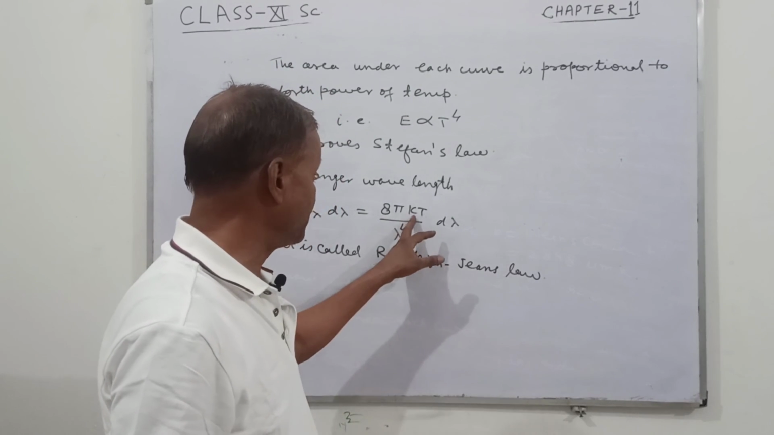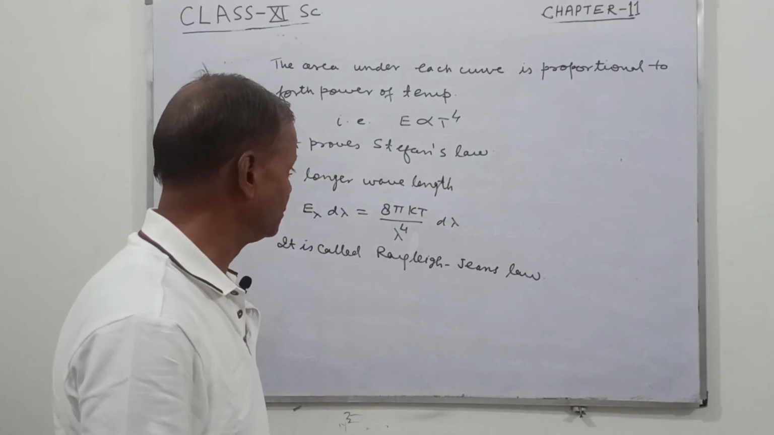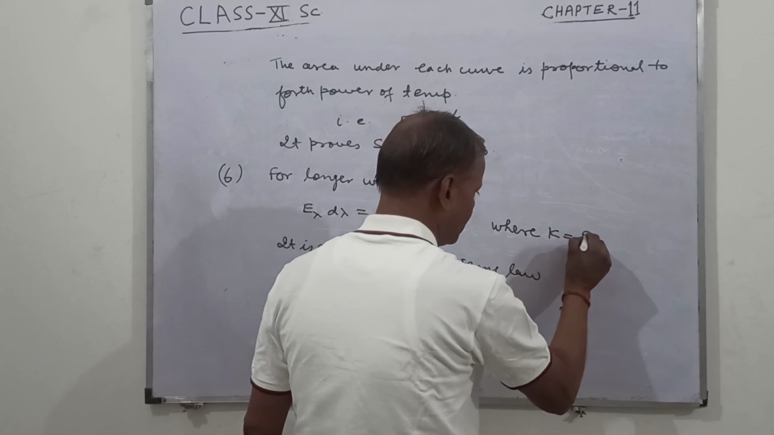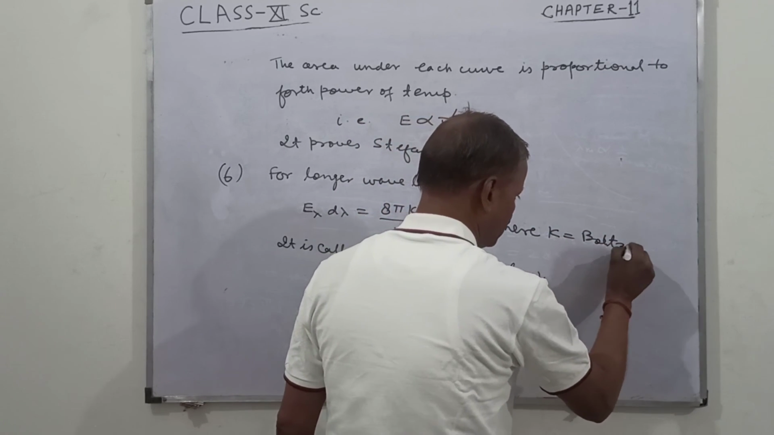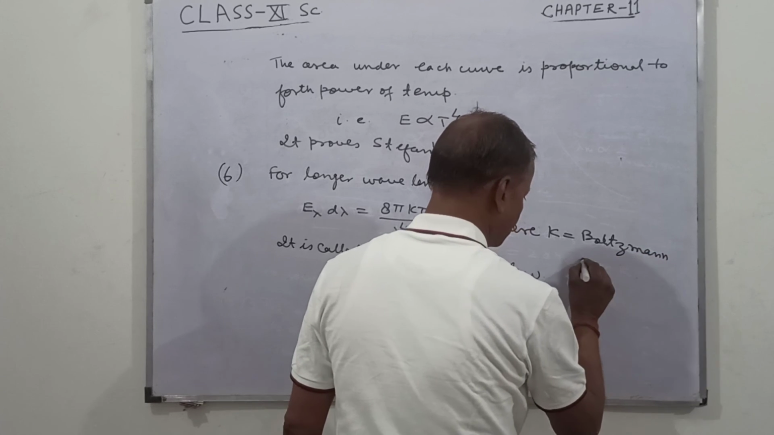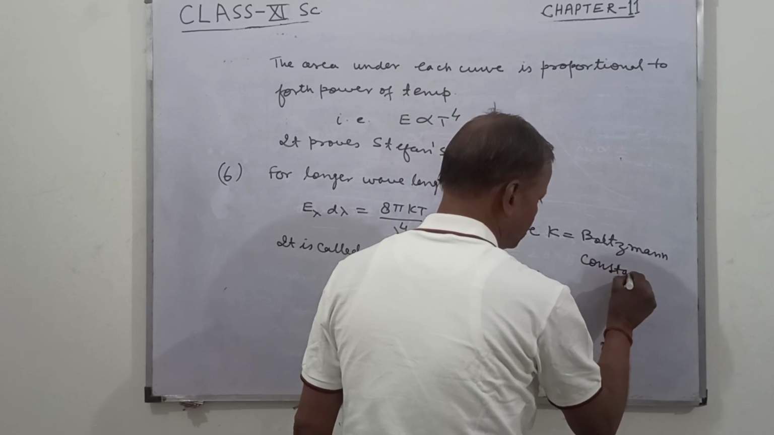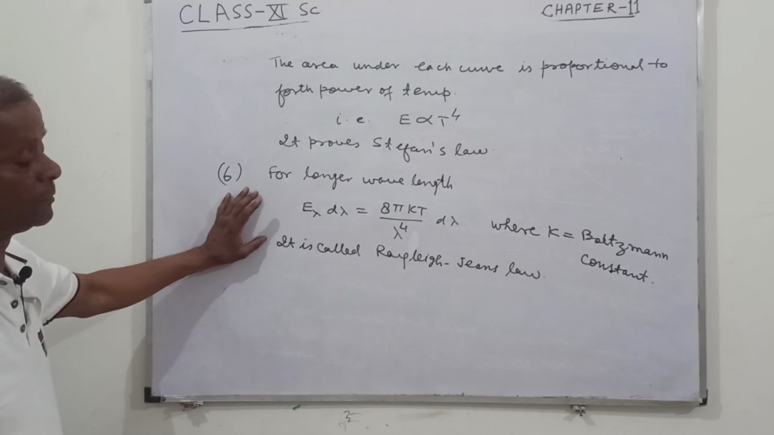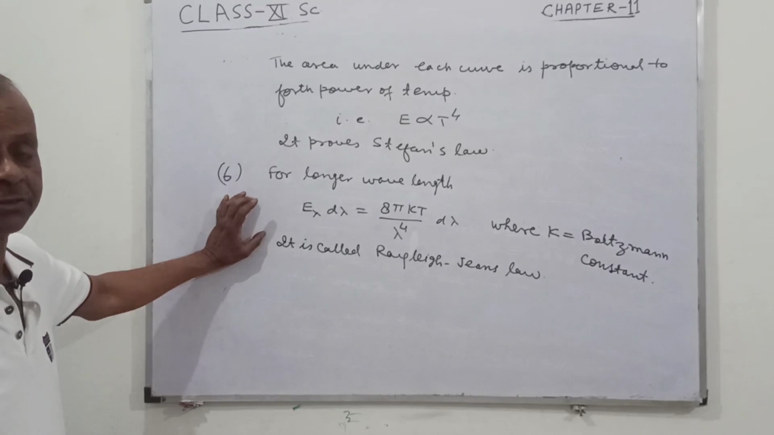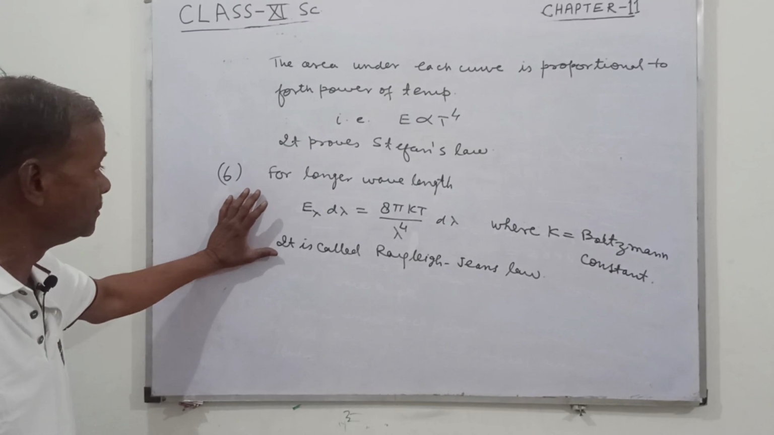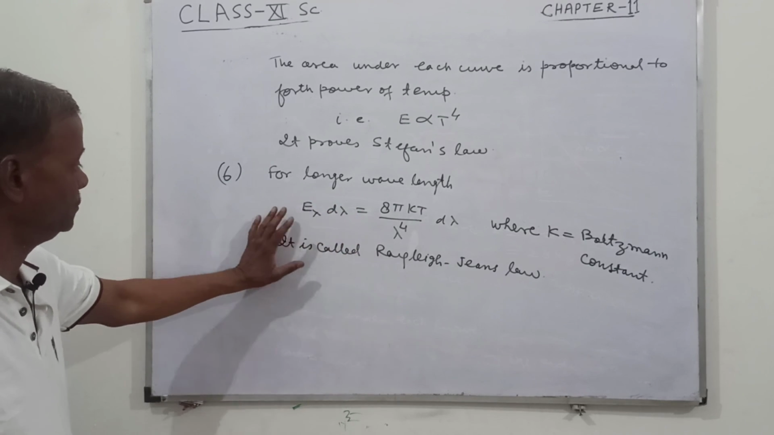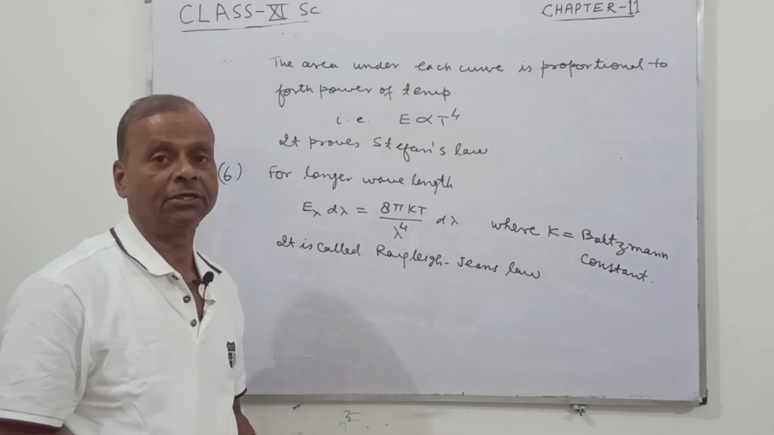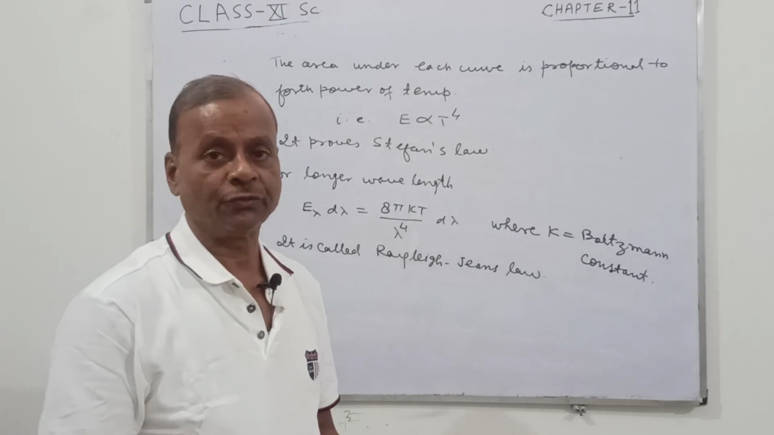Now here this k is the Boltzmann constant, T the temperature. Thus the whole of the curve has two laws: first Wien's displacement law, and then this Rayleigh-Jeans law.